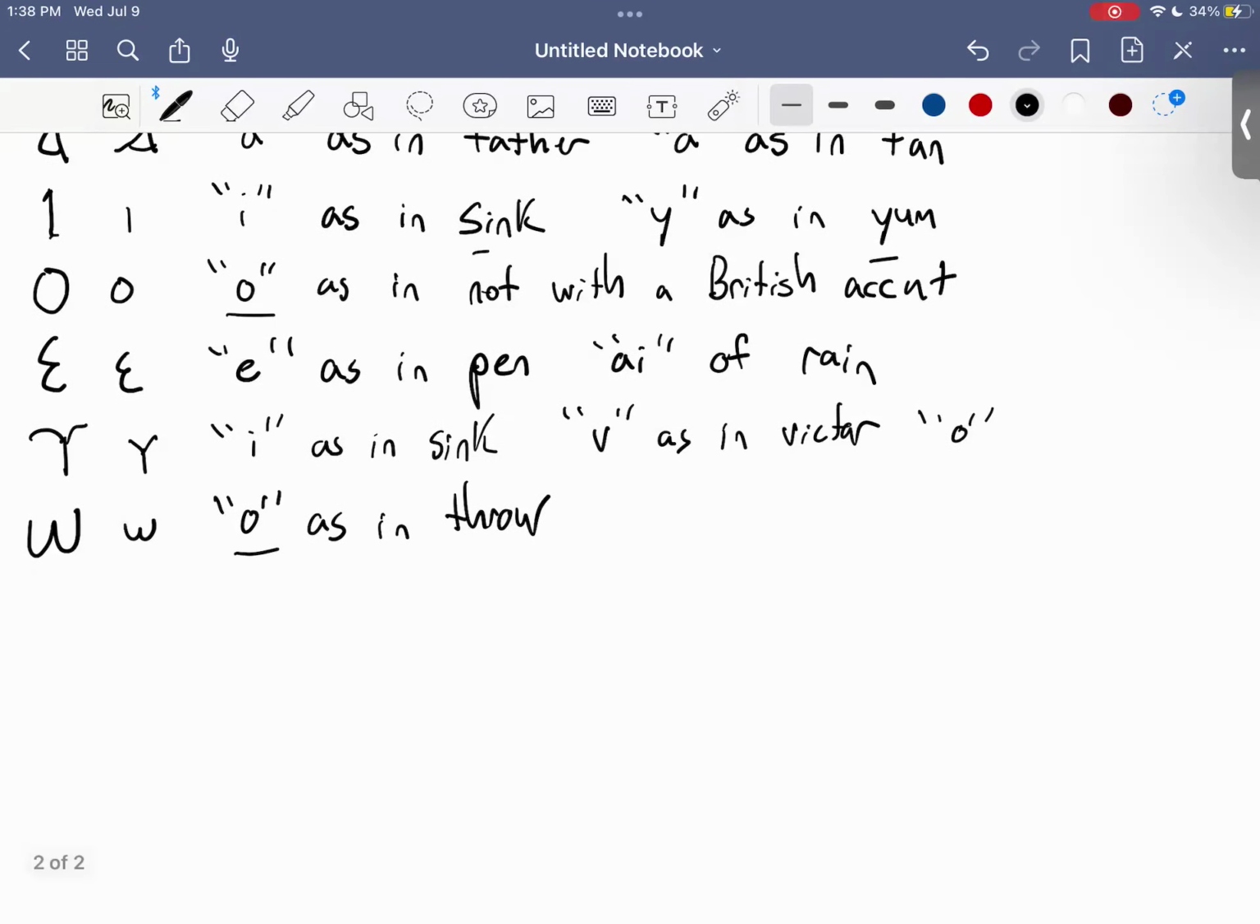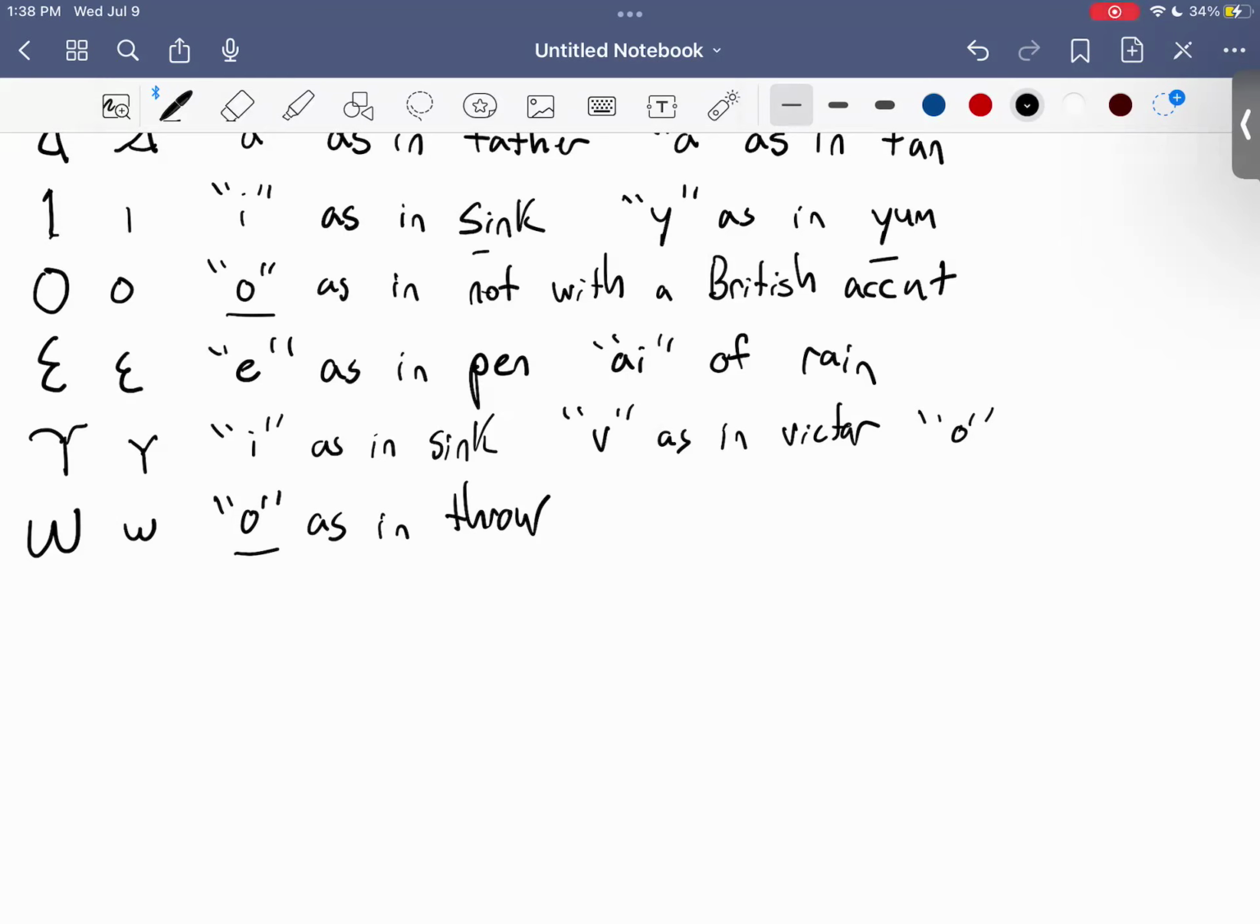So this U letter makes a long O sound. People like to call it omega. You can call it omega, I guess. But yeah, that's the sound that it's ultimately going to make.